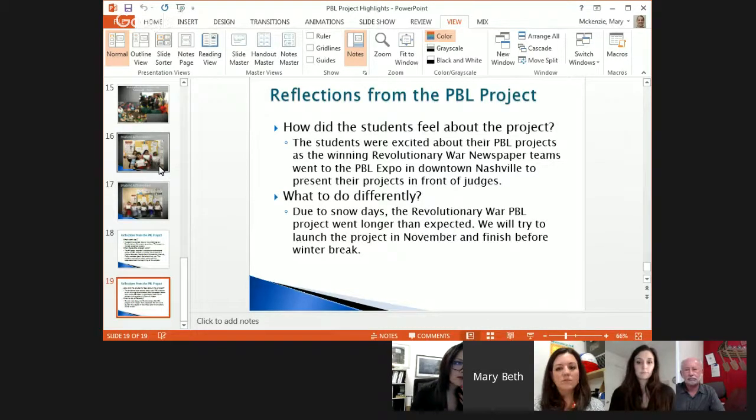They were excited to present their projects to students in the building and then also to parents, but then the 2 winning teams got to go to the Project-Based Learning Expo in March, and they presented in front of all the elementary schools in Nashville, so that was really a driving factor in their success as well.